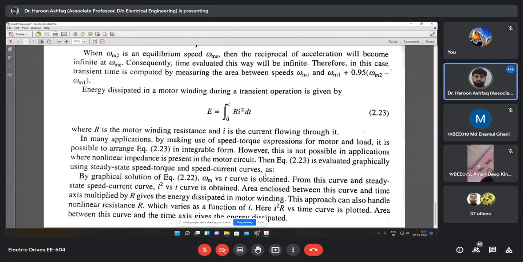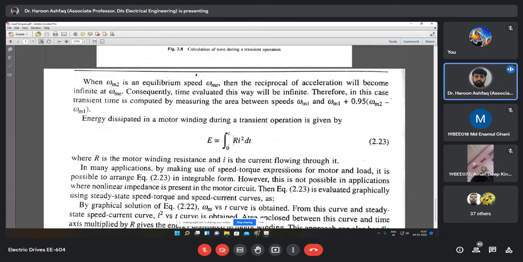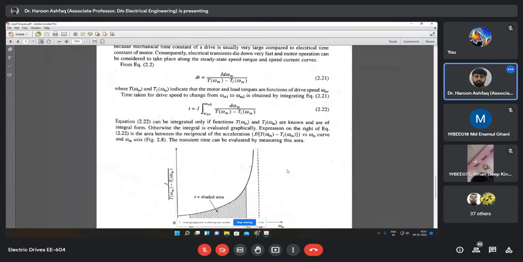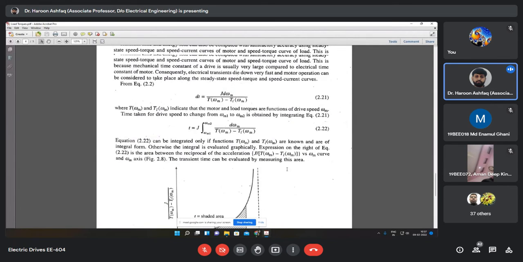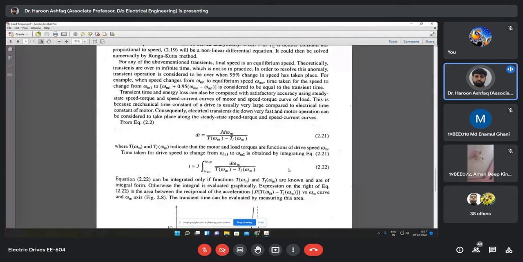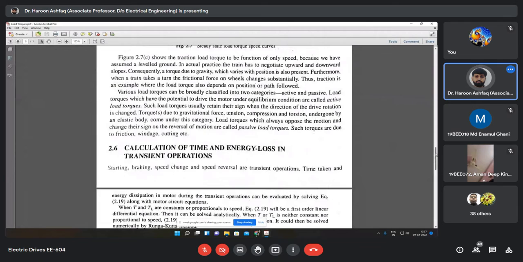So this is how you go for calculating the conditions for transient values of energy that is spent over there, how much energy is lost in that period, and how the power is calculated for that period. So these are all the things we can calculate here. So does anybody want to ask anything regarding the topic that is covered today?